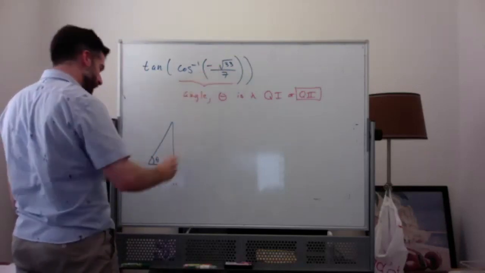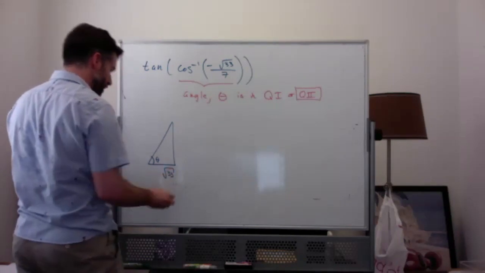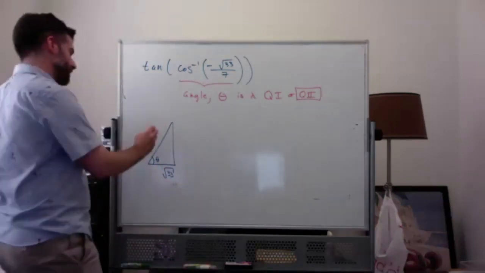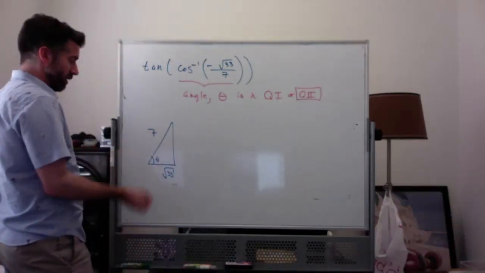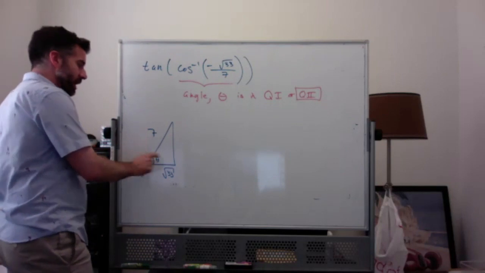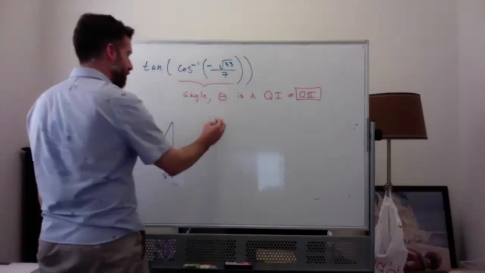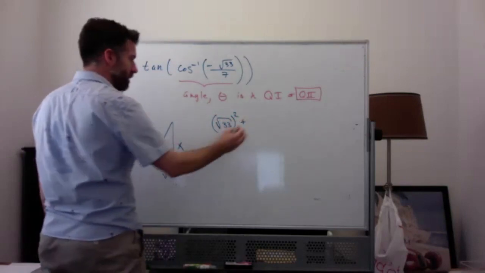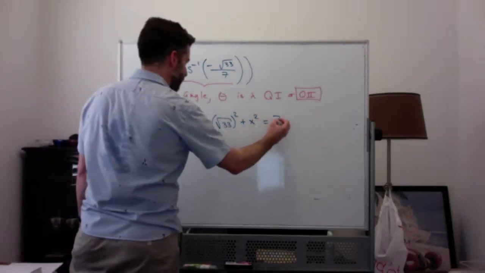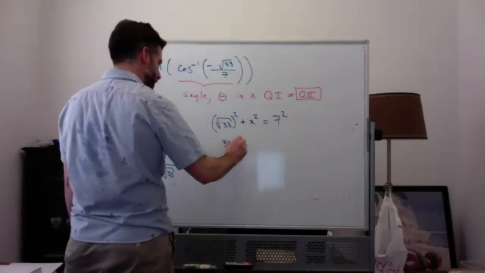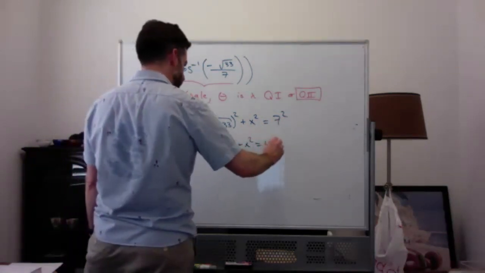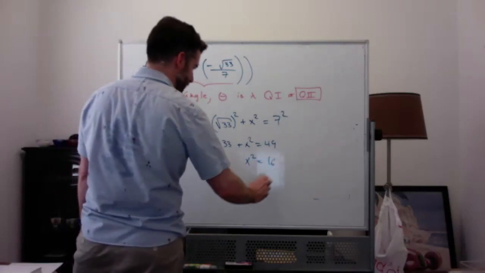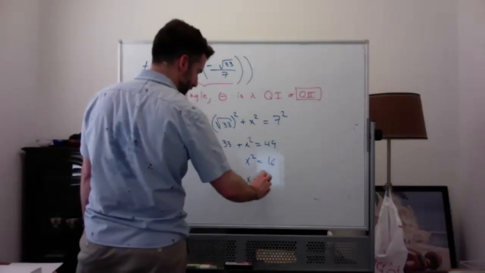The adjacent side is root 33. Is that what I really wrote? Okay, I guess it is. The hypotenuse is 7. And then we're going to find the other side with the Pythagorean Theorem. So square root of 33 squared plus x squared equals 7 squared. 33 plus x squared equals 49. 49 minus 33 is 16. So x equals the square root of 16, which is 4.